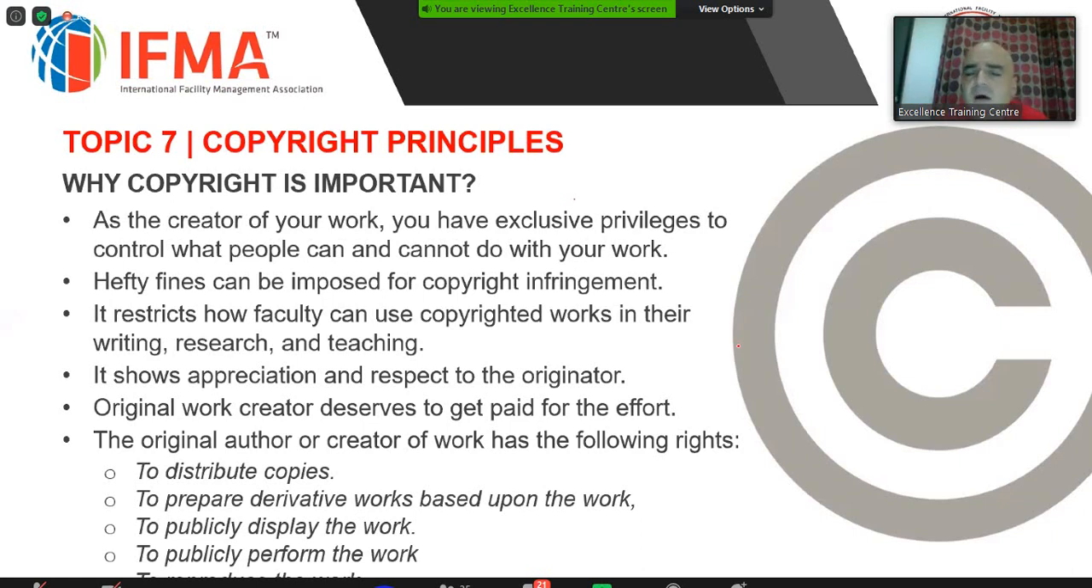Let's say music copyrights are. These countries have gone a long way about that. So this is copyright. As the creator of a work, you have the privileges of controlling what people can and cannot do with your work. Hefty fines can be imposed for copyright infringement. It restricts how faculty can use copyrighted works in their writing, research, and teaching. It shows appreciation and respect to the originator. The original author or creator of the work has the following rights. He has the right to distribute copies, prepare derivative works, and publicly display the work. So he has full control.